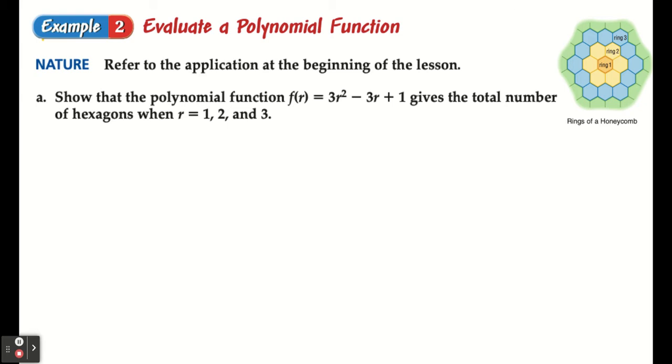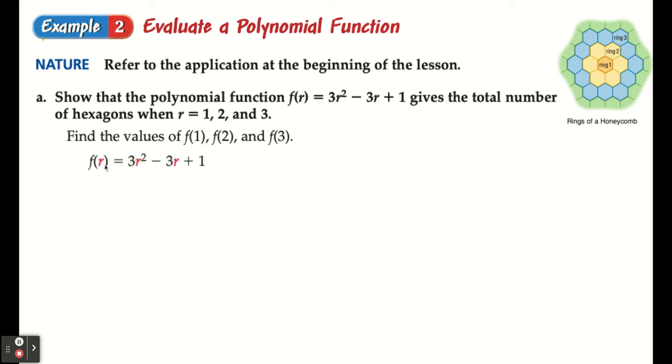So let's look at this. Refer to the application at the beginning of the lesson where they want us to show that a polynomial function f of r equals 3r squared minus 3r plus 1 gives the total number of hexagons when r is 1, 2, and 3. So we're going to use the example from the beginning and find the values of f of 1, f of 2, and f of 3. All we're going to do is evaluate the f function where r is 1, where r is 2, and where r is 3.